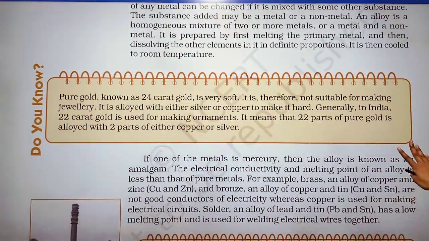Here it is about gold: pure gold is about 24 carat and it is very soft and not suitable for making jewelry, and to make it hard we add either silver or copper. Generally in India, 22 karat gold is used for making ornaments. It means that 22 parts of pure gold are alloyed with 2 parts of either copper or silver.